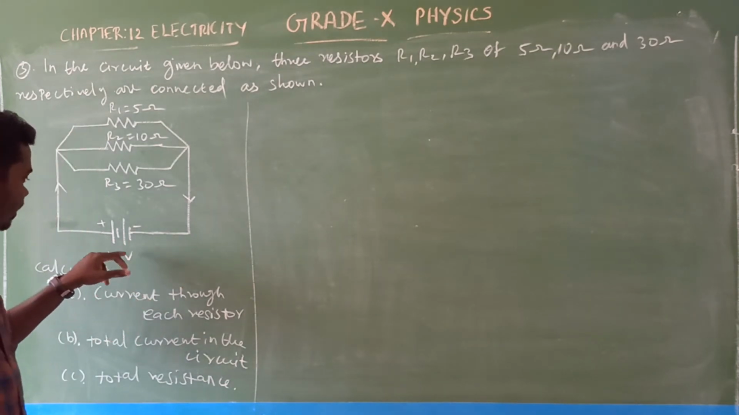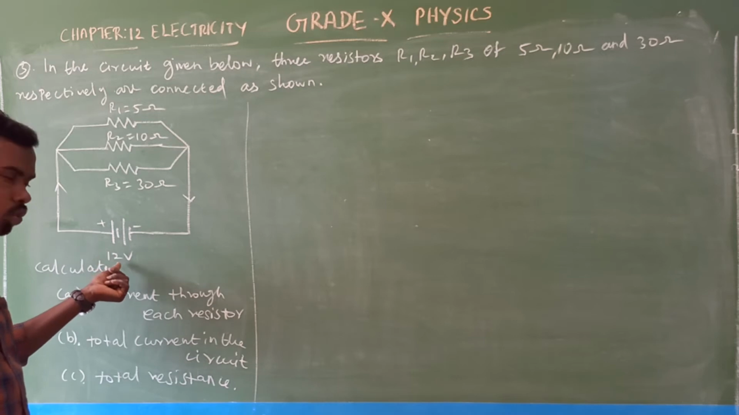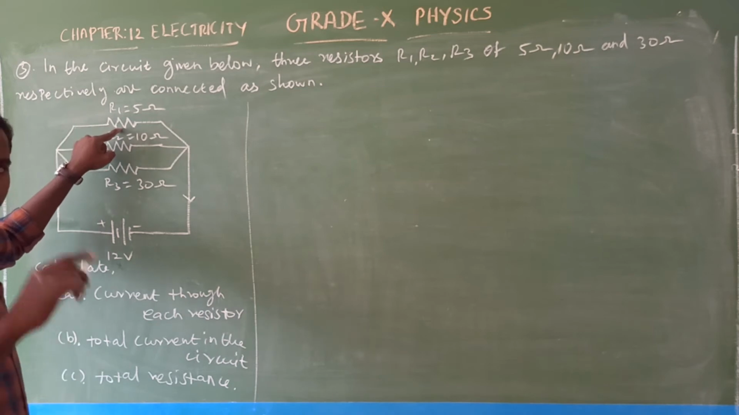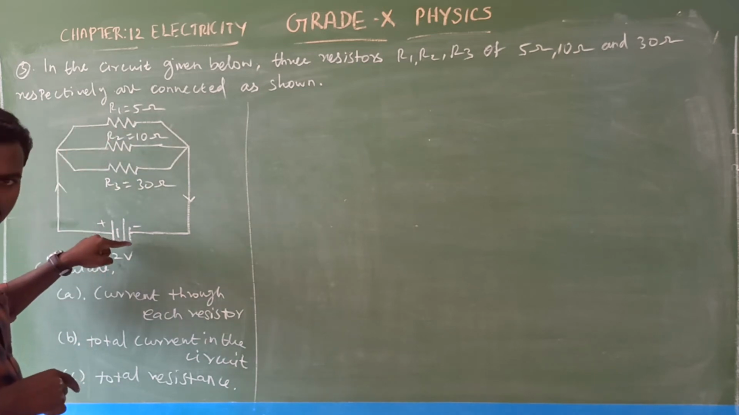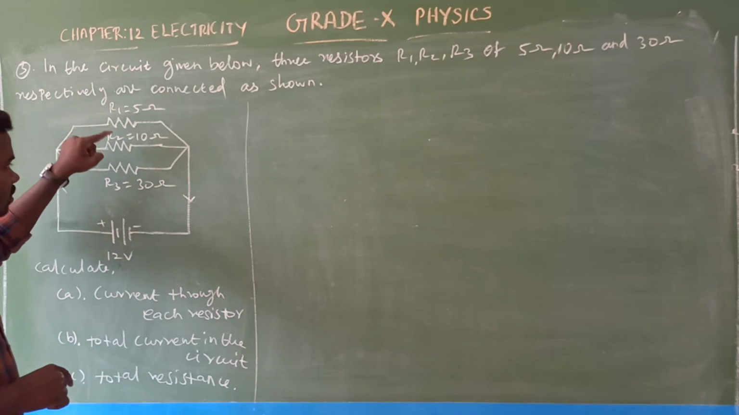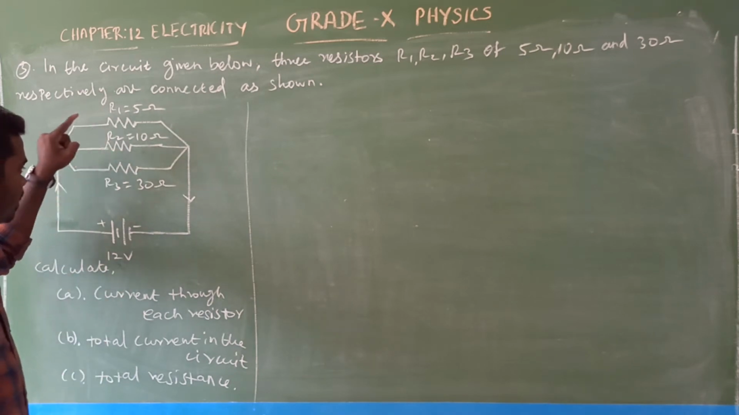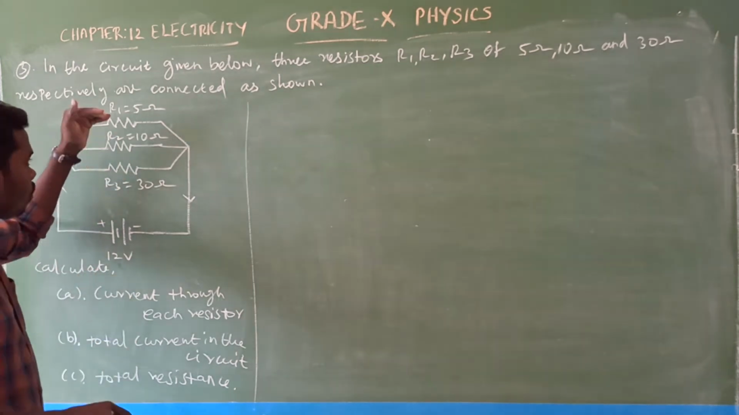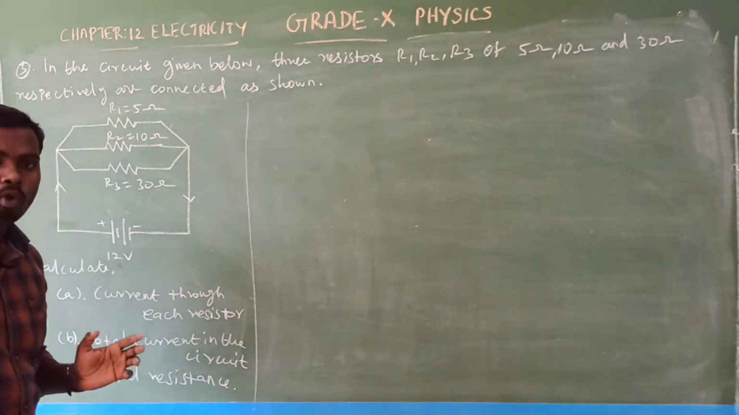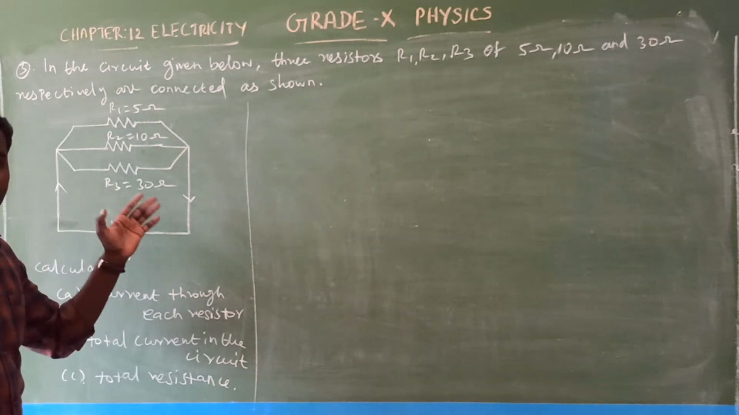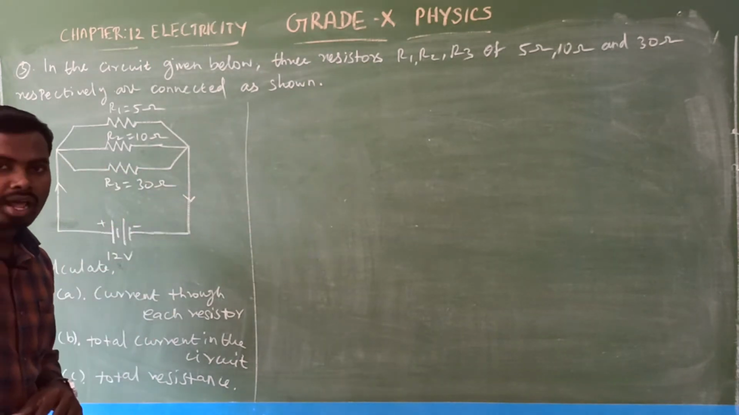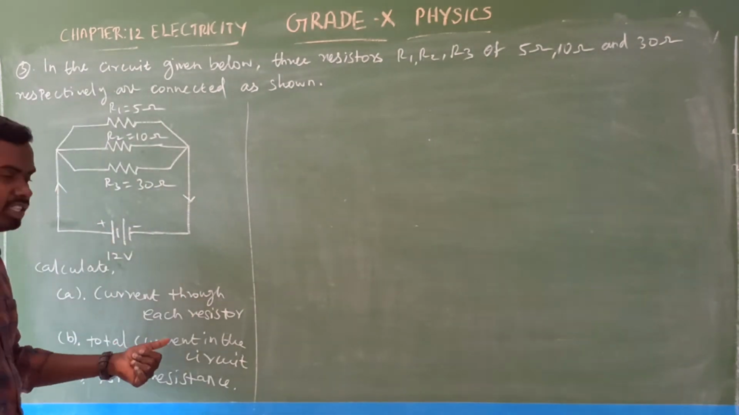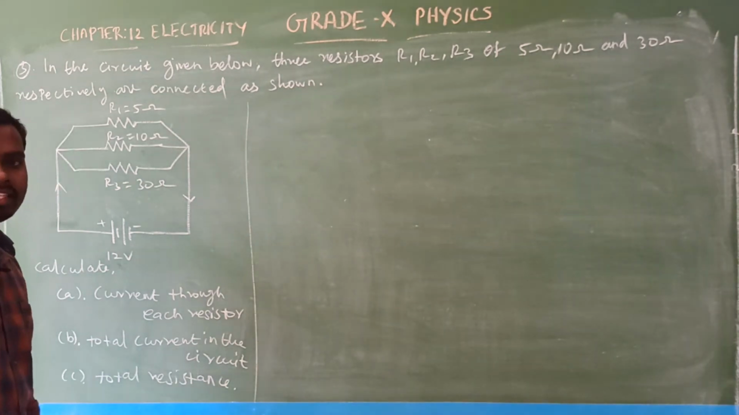Look at here. Throughout the circuit, we apply 12 volt potential difference. So the resistor R1 will have the same potential difference as that of the battery, 12 volt. Resistor R2 also will have potential difference 12 volt, and resistor R3 also will have the same potential difference of 12 volt. So all the resistors will have the same potential difference, 12 volt, but current only gets distributed. First we need to calculate current through each resistor.